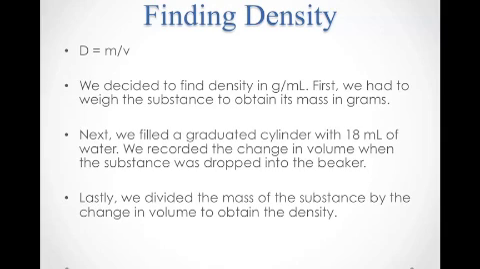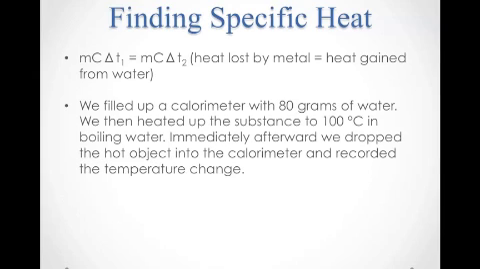After we found density, we found the specific heat capacity using the specific heat capacity of water and a calorimeter, and the equation mcΔT1 equals mcΔT2, which means that the heat lost by the metal equals the heat gained from the water. So to go about this, we filled up a calorimeter with about 80 grams of water and heated our mystery metal up to 100 degrees Celsius in boiling water, and immediately dropped it into a calorimeter and recorded the temperature change using a thermometer.